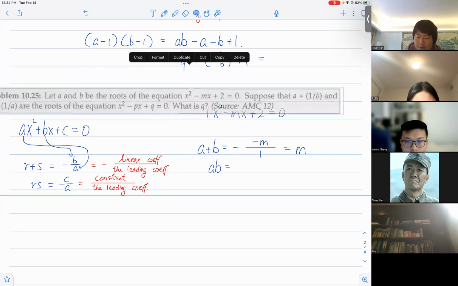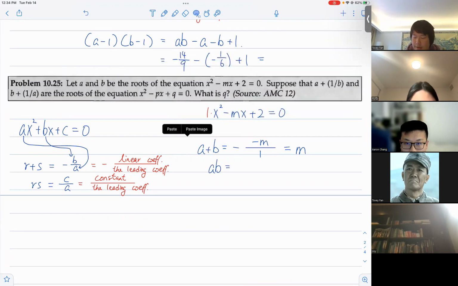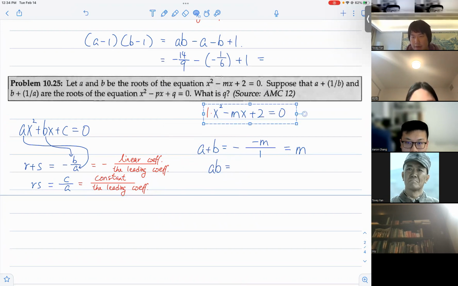A and B are the two roots, right? Okay, so A times B, this is the product of roots. Product of roots is constant over leading coefficient for this equation. What is the ratio of the constant and the leading coefficient in this question?